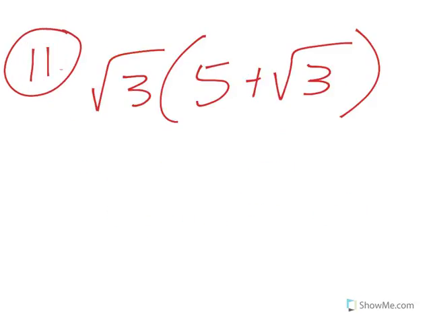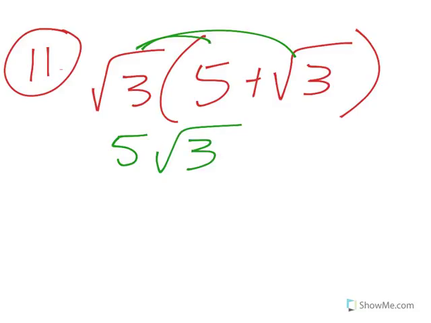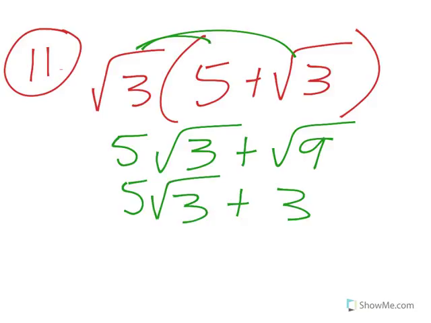Okay, for the next one, I have the square root of 3 times 5, and then the square root of 3 times the square root of 3. So the square root of 3 times 5, you're going to have the 5 on the outside, remember, because that's a whole number, times the square root of 3. And then plus square root of 3 times square root of 3 is the square root of 9. Okay, well, the square root of 9 is 3. So it's just 5 square root of 3 plus 3.